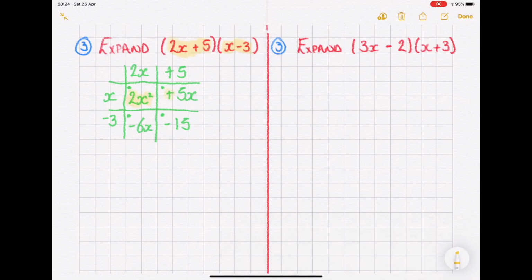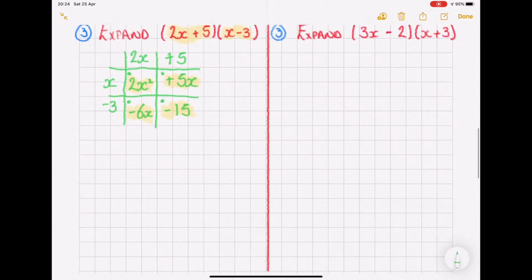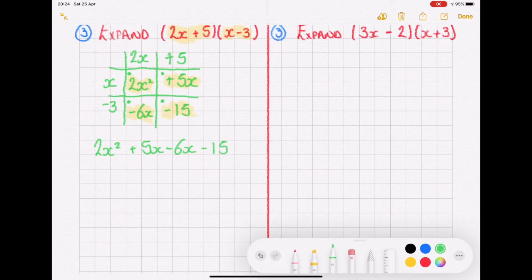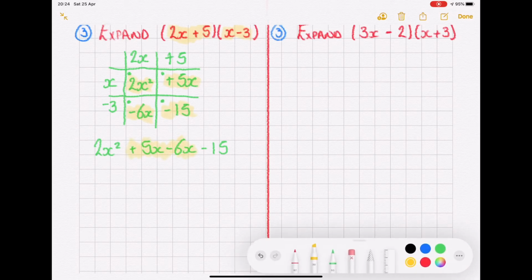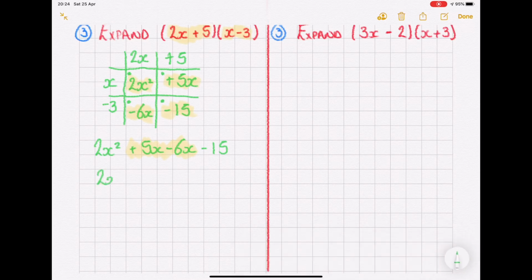So let's take our values from the grid. Let's rewrite them on a new line. 2x squared plus 5x minus 6x minus 15. Can we simplify anything? Yes, we can. We'll be able to simplify that. So our new line is 2x squared. 5x minus 6x is minus x minus 15. And that's our final answer.